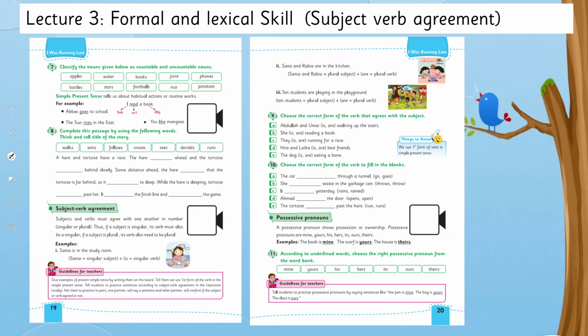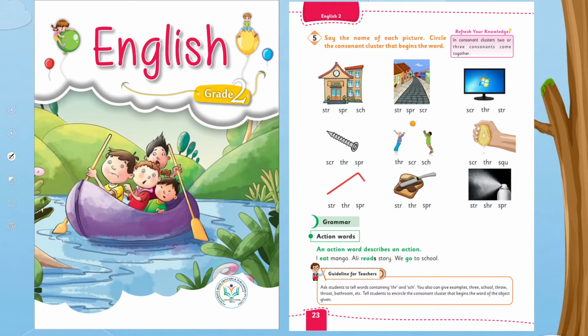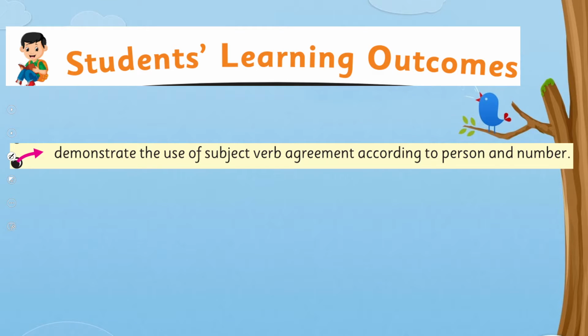Yes, my dear children, today under the title of Formal and Lexical Skill, we are going to learn about subject-verb agreement. Before this, in English for grade 2, I have taught you about action words. I hope you remember. And on the same base, we are going to learn further to demonstrate the use of subject-verb agreement according to person and number. This is our today's SLO.